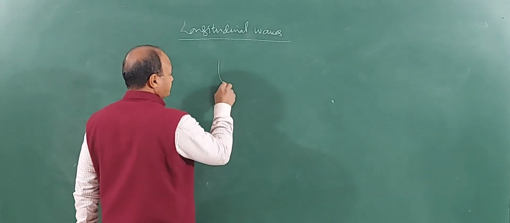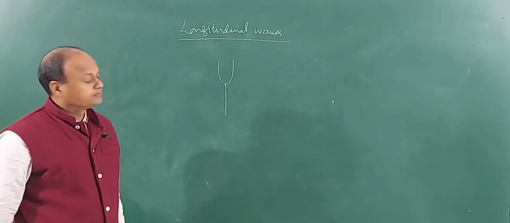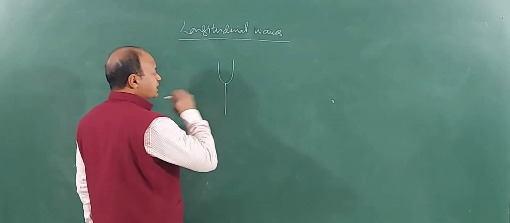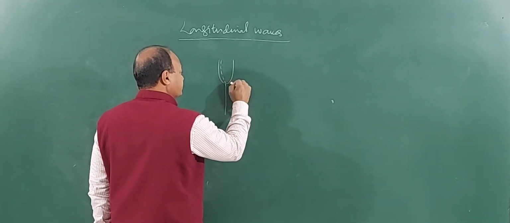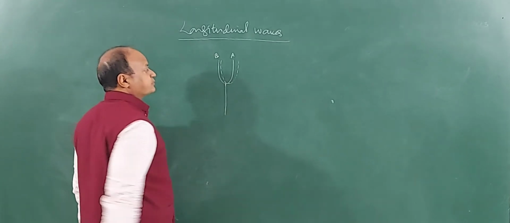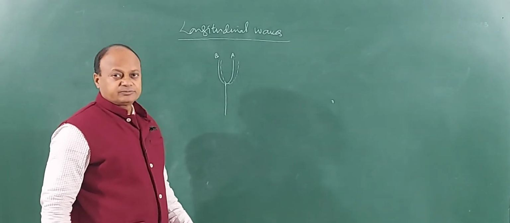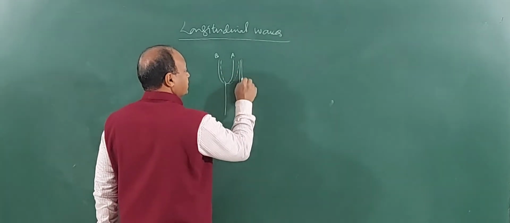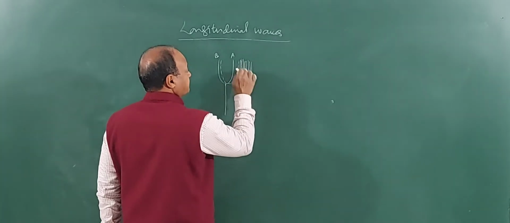What do you see? The prongs of the tuning fork are set into motion. Now, as they vibrate, they deliver a pulse to the medium. Imagine a situation. This is prong A, this is prong B. Imagine a situation in which the prongs are moving to the right. When they move to the right, what do they do? They compress the air out here. They compress air.